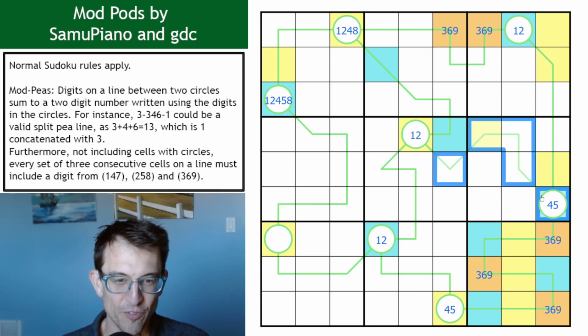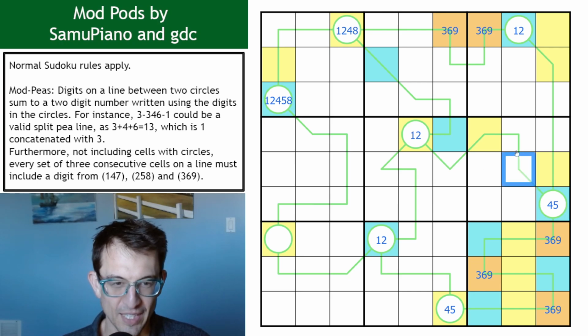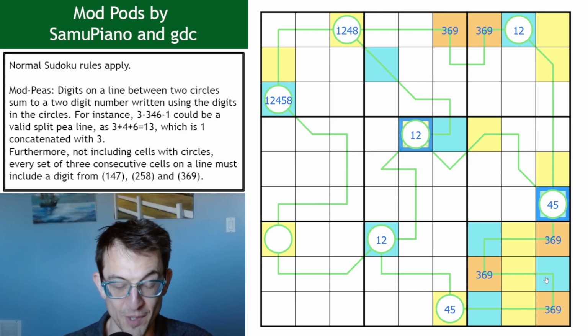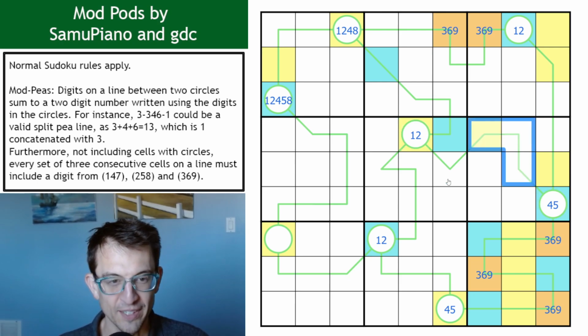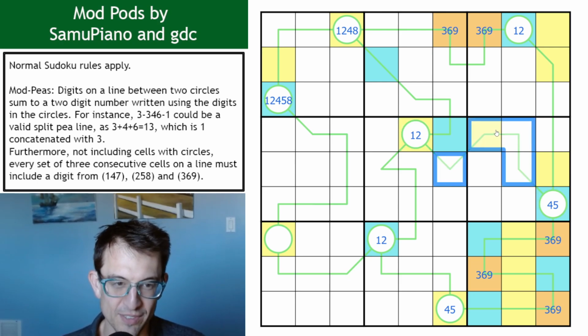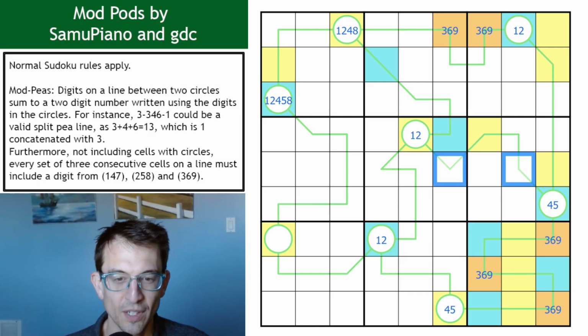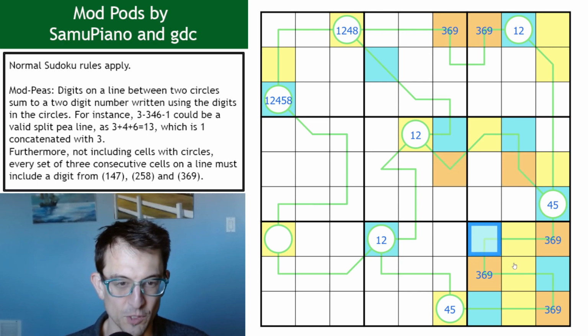So not generally, but in this case it is. So if the sum of the digits is 0 mod 3, then the sum of the components is also 0 mod 3, but the converse is also true. If the sum of these is 0 mod 3, then the sum of the component digits, the number it represents, is also 0 mod 3. So this sum is 0 mod 3, which means these are orange. And that makes this the missing one, which is blue.